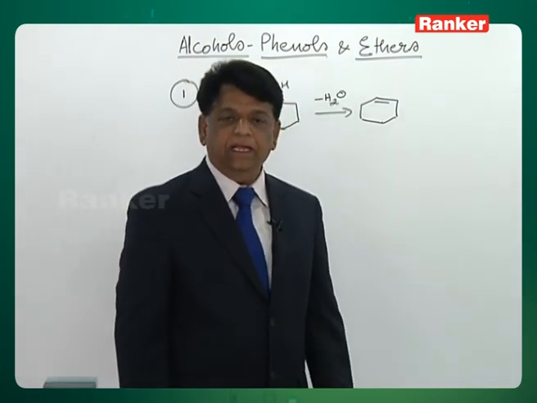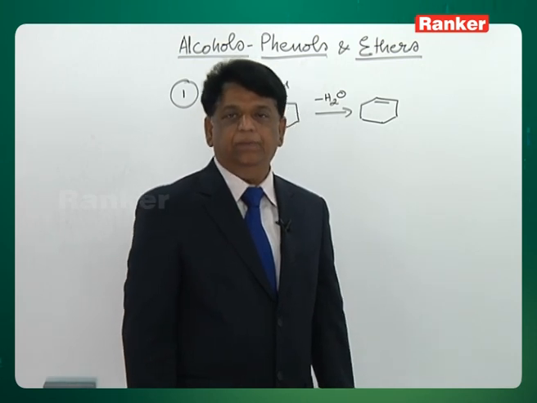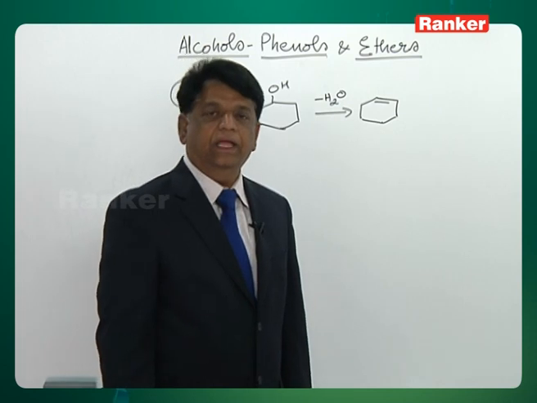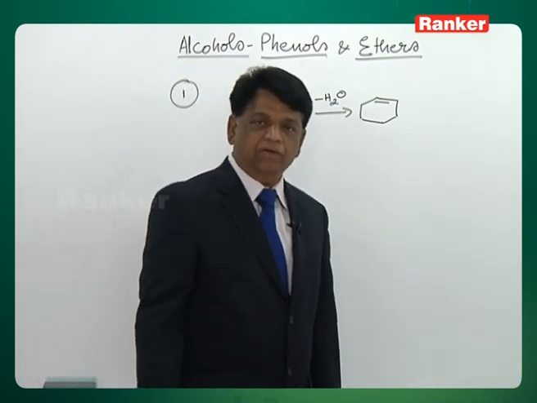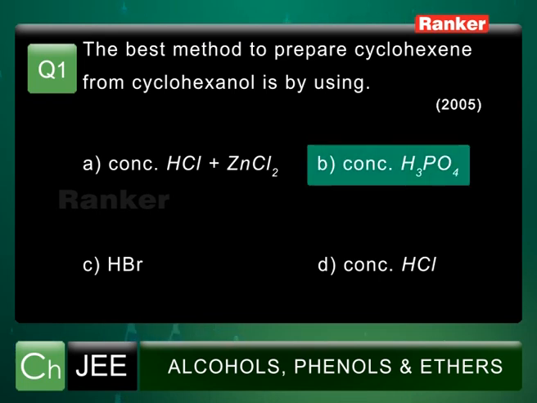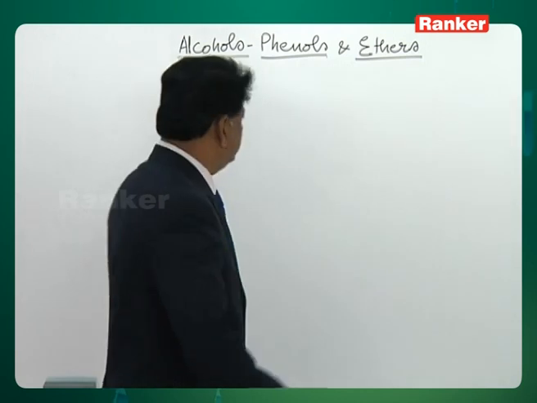Options C and D are also wrong. Option C, HBr, converts the alcoholic function into bromination, that is, the alcohol converts into alkyl bromide. So, option B is the right answer. Let us go to question number 2.